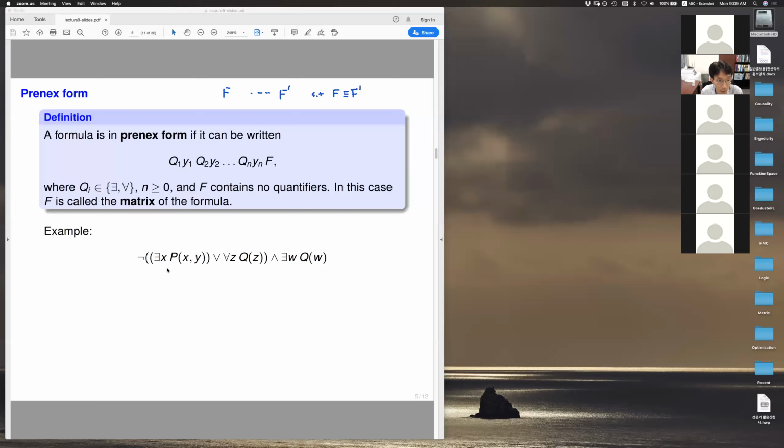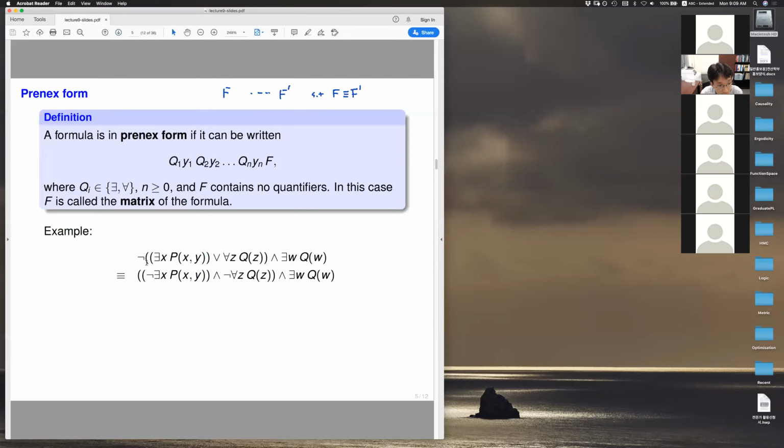Suppose we have a formula like this one. The convention that we are taking in this course is that universal and existential quantification bind the tightest. So there is no confusion here: the existential quantification has the highest precedence among all the operators.